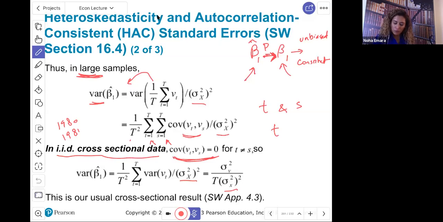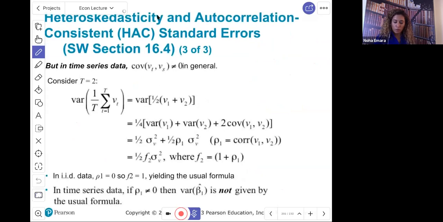So if I still have this condition satisfied, where t is not equal to s and the covariance is zero, I'm going back to my OLS formula, the variance over T of sigma squared. So I'm going back to my usual cross-sectional result for the variance of OLS. And again, if this is something that you cannot remember, go to appendix 4.3. The main difference here is whether the covariance between the years is equal to zero or not. If it is equal to zero, as we had assumed all the time, then I'm going back to my usual result. If it is not, then I have to keep going.